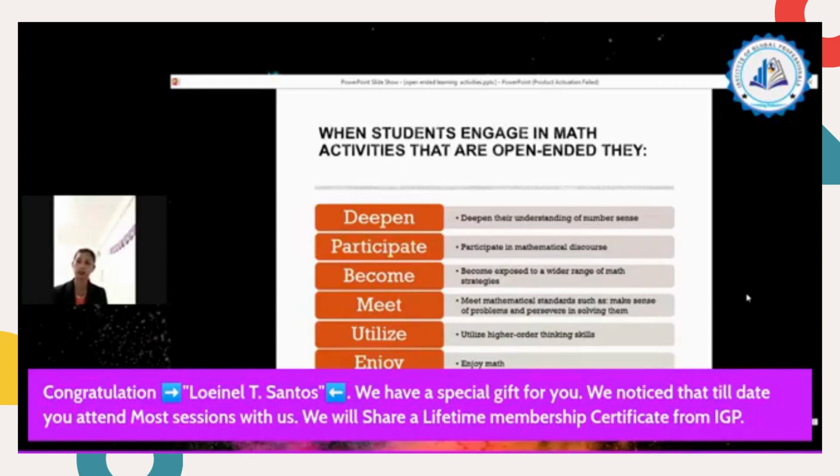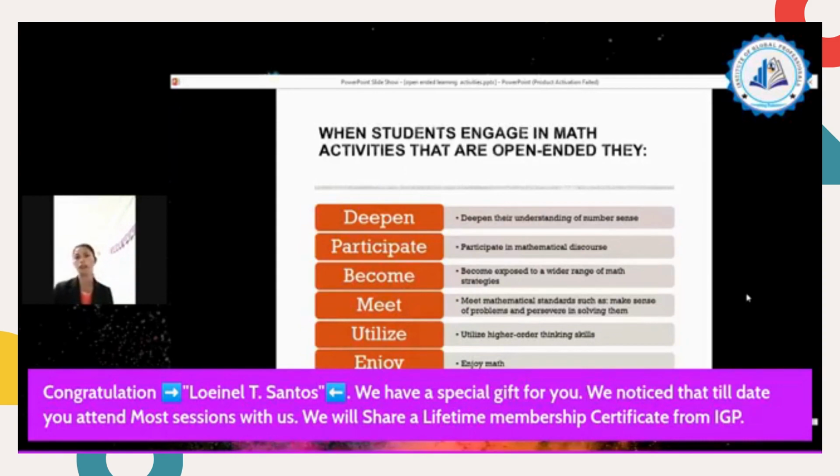They're also going to meet mathematical standards, such as making sense of problems and persevering in solving them. Right? Meaning, in one problem there will be more than one solution.